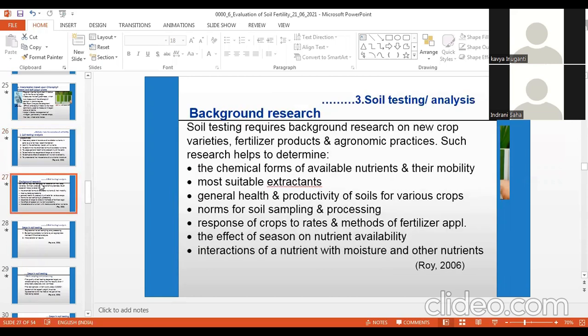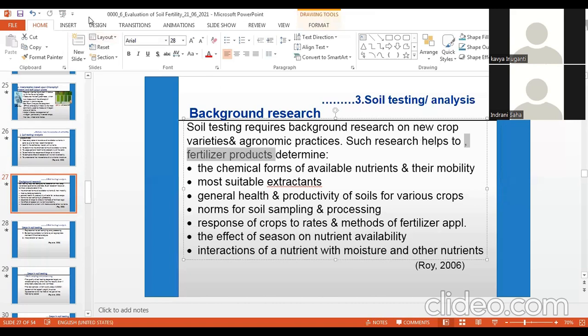Some background research or information is required. So soil testing requires background research on new crop varieties, because for older varieties, you already gave the recommendation. So sometimes there may be new entries or a new variety may come for which you need to give some fertilizer recommendation, or some new fertilizer product has come, or some new agronomic practices have evolved. So in those cases, you need to go for soil testing.